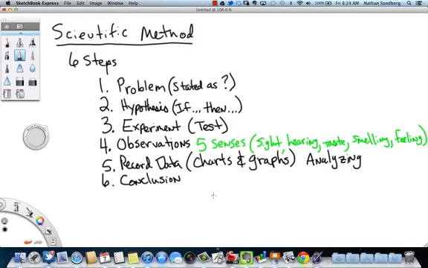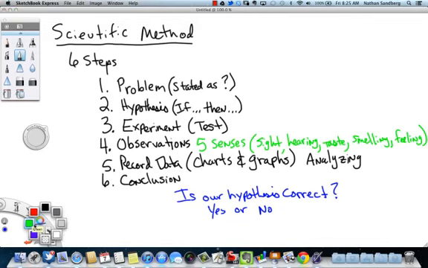Okay, conclusion is, let me change colors here. Oops. Let's go blue. Is our hypothesis correct? That's the question we're answering here in the conclusion, is it correct? And that's a yes or a no, okay? And if it's yes, then you're done, essentially. If it's no, then I'm gonna go ahead and change colors again.